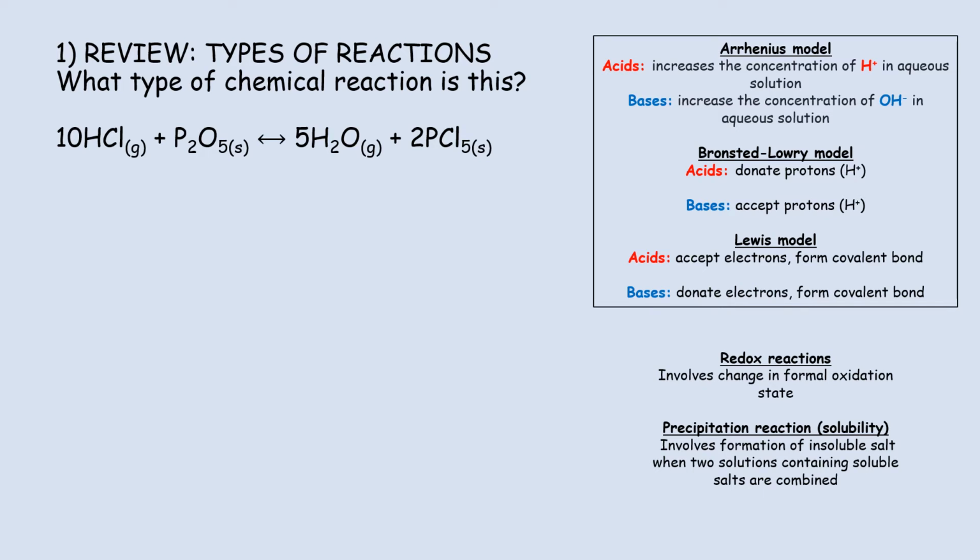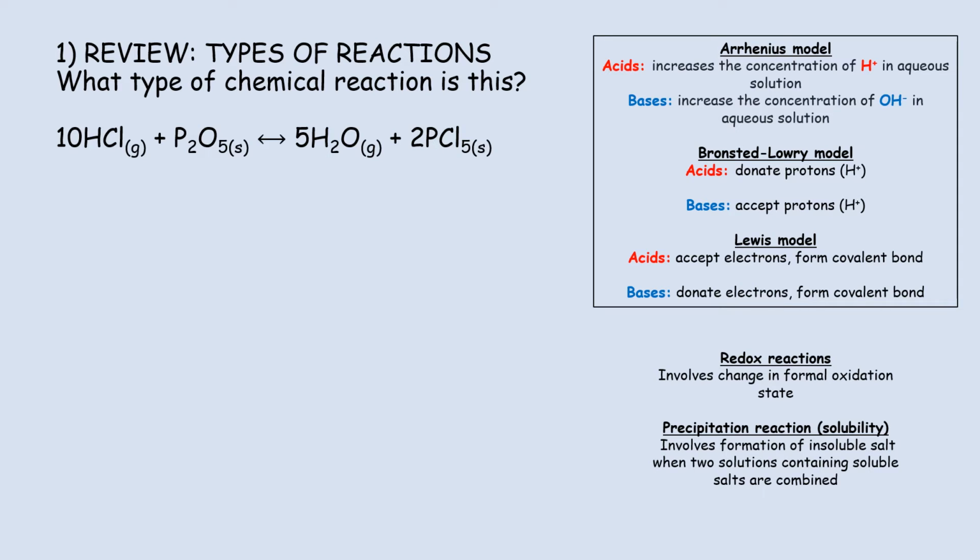Starting with the Arrhenius model, Arrhenius acids, such as hydrochloric acid, contain a hydrogen, and when they dissociate in water, they ionize into H+ ions, thereby increasing the acidity of the solution. Arrhenius bases, like sodium hydroxide, contain a hydroxide group, and when they dissociate in water, they ionize into OH-, increasing the basicity of the solution.